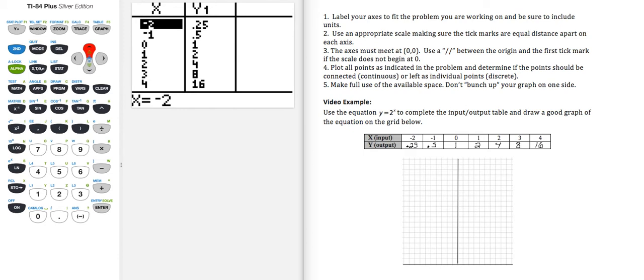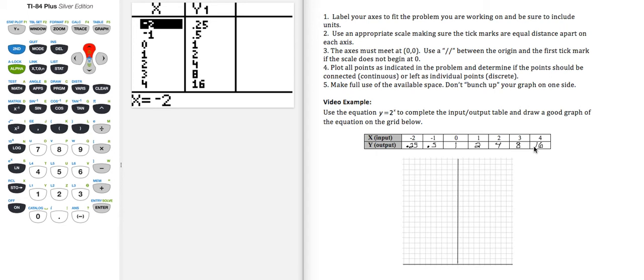Then my tick marks. This one's kind of hard to graph because my inputs are good. They are all separated by 1. But my outputs, see how my outputs go from 0.25, which is a really small number, all the way up to 16. So we're going to have to be a little bit careful. This graph's going to be a little bit rough.